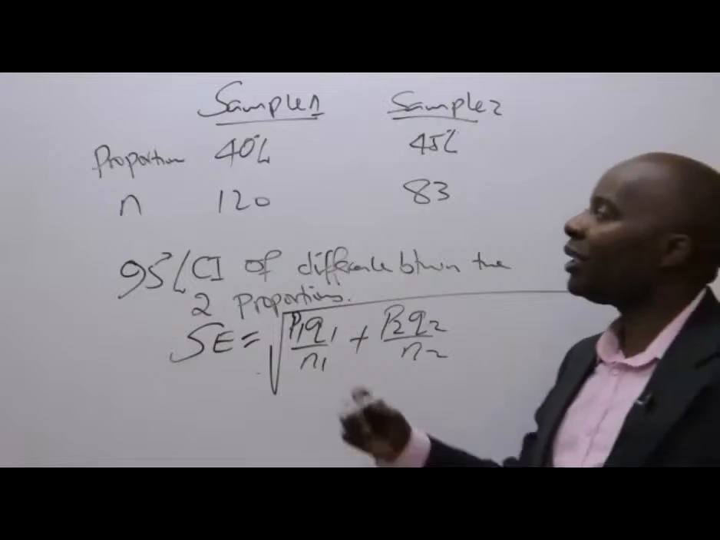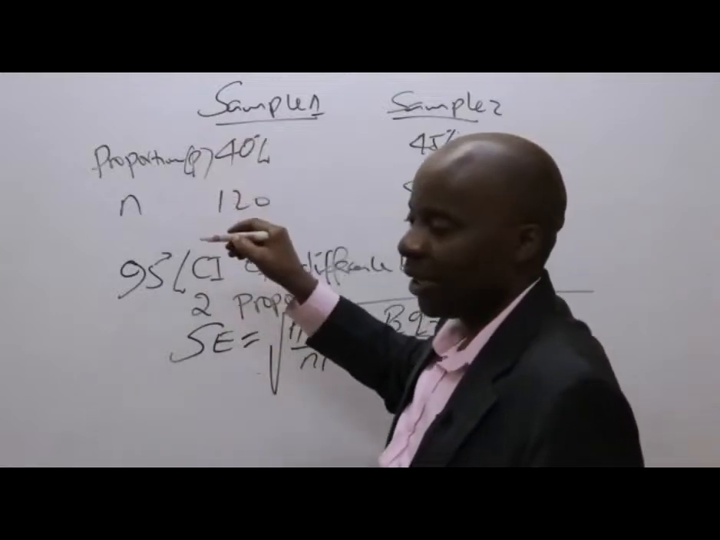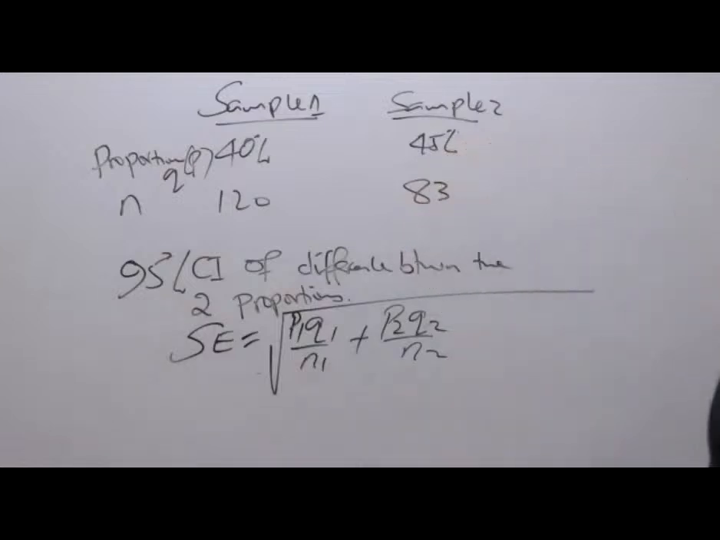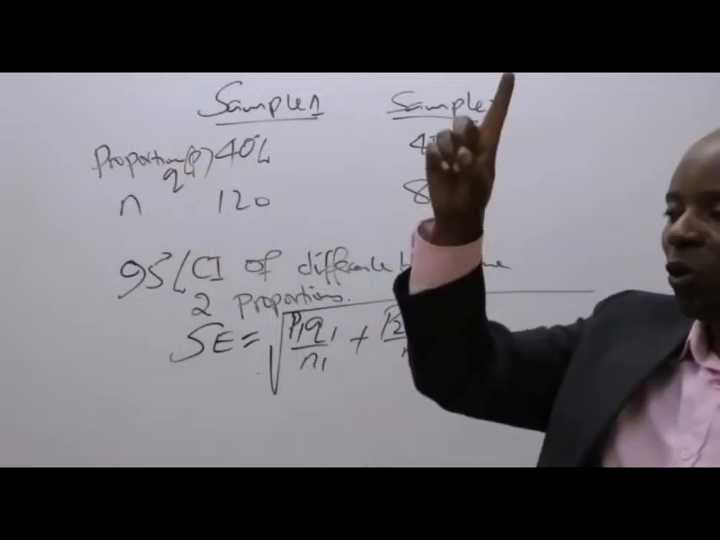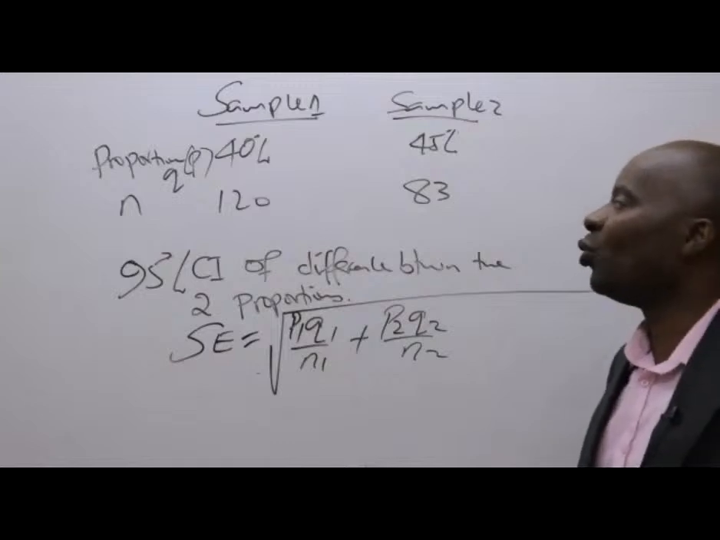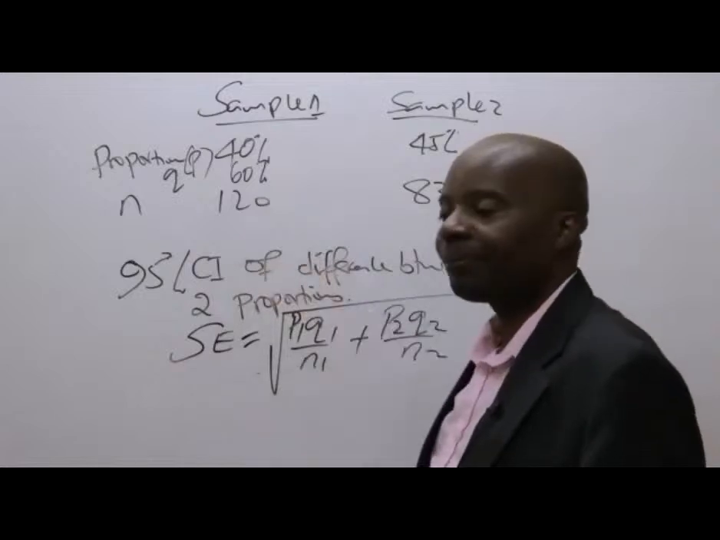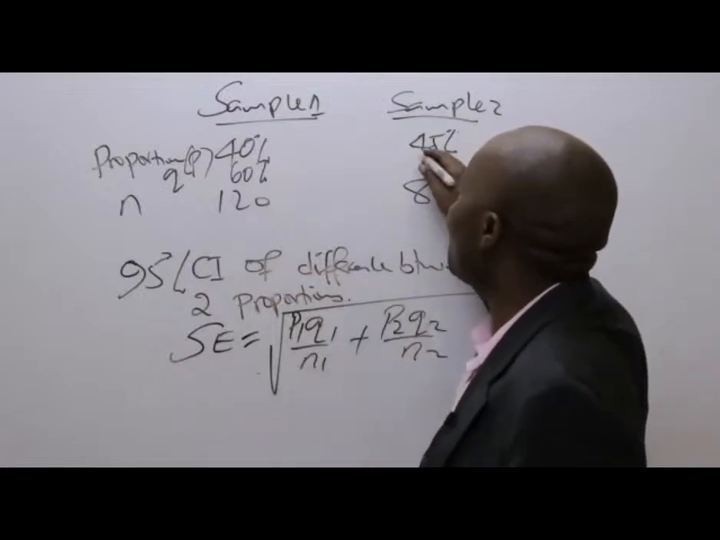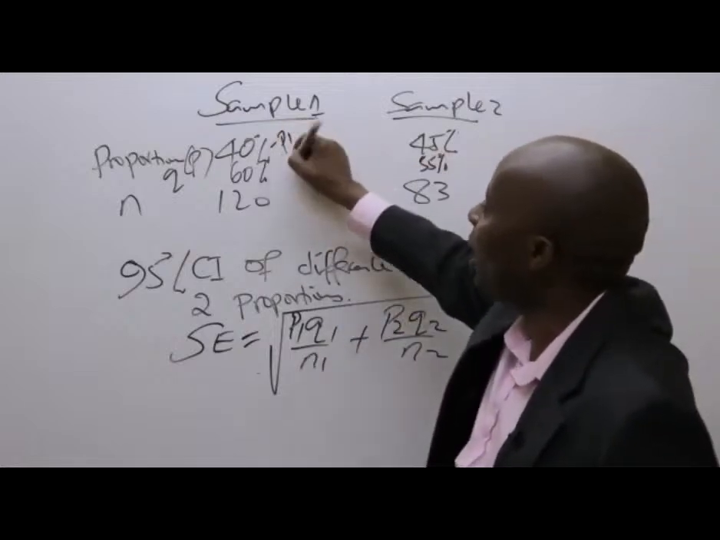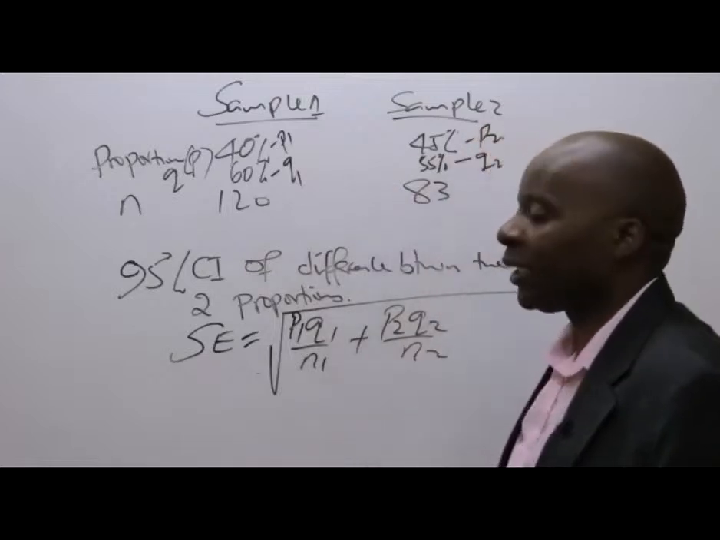So when you have these proportions, the only thing that you need to do, these are your P. So you need to come and introduce the Q's somewhere there, bearing in mind that P plus Q must always add up to 1, meaning 100%, meaning that Q here will be 60%. Q for this will be 55%. So this is what I will call P1, this is Q1, this is P2, this is Q2, like that.